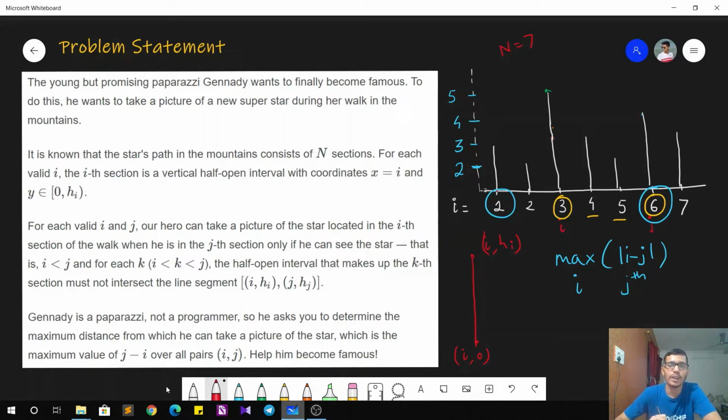Also, in case you are wondering what is the answer for this sample case that I have drawn on the whiteboard, the answer is 3, because segment number 3 and segment number 6 are the farthest segments that can be viewed from each other. You can try all other possible pairs, but you will not get an answer greater than 3. That is why 3 is the answer, because the difference of 3 and 6 in modulo, that is the positive value, is 3.